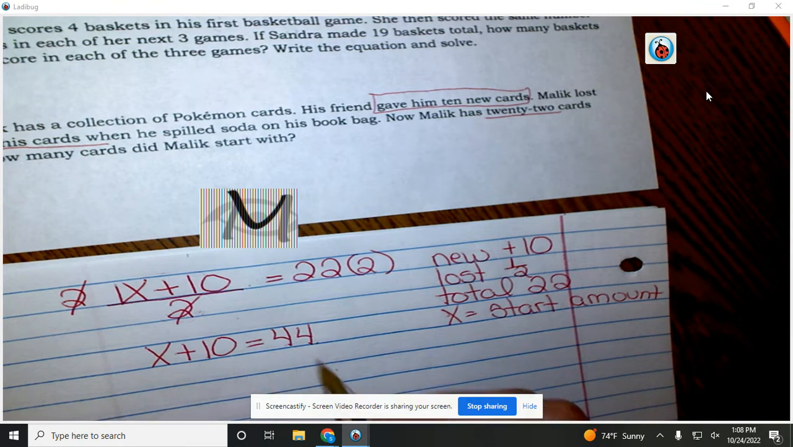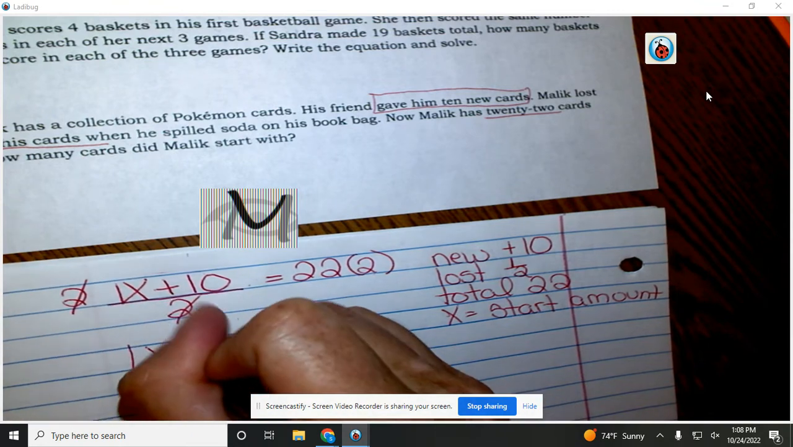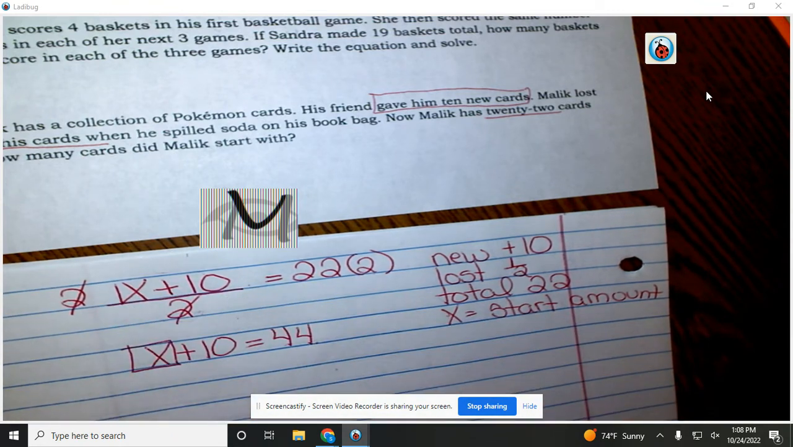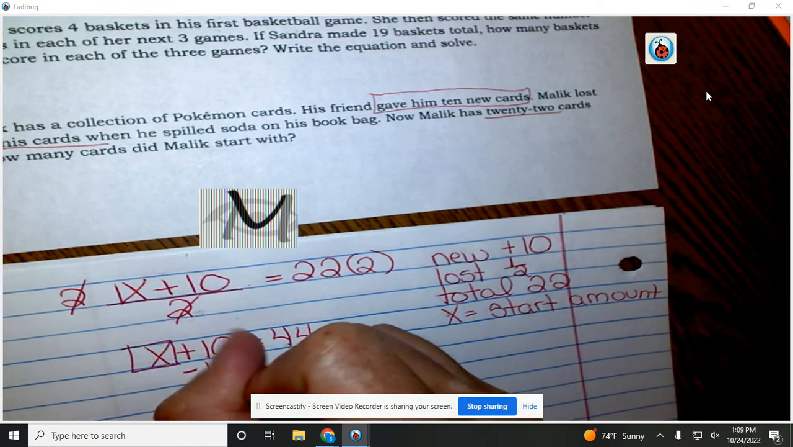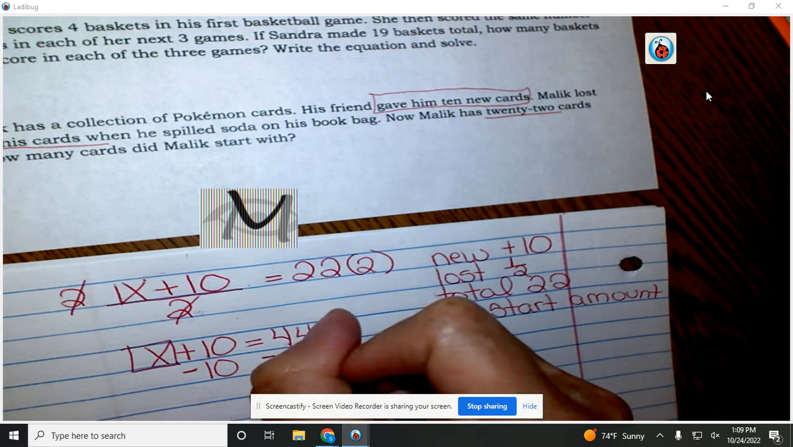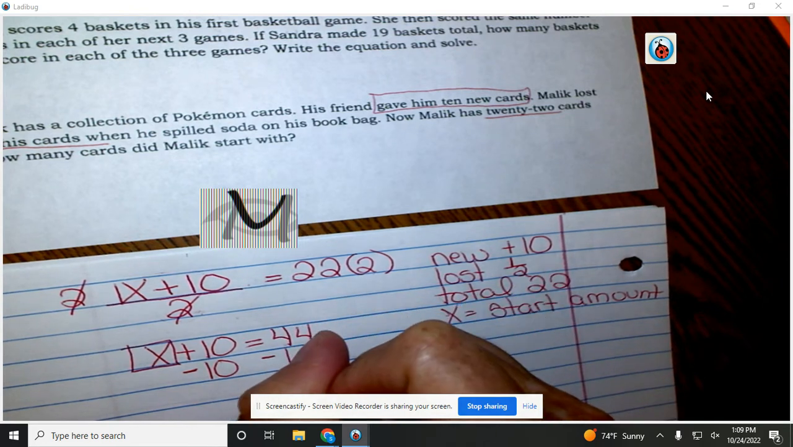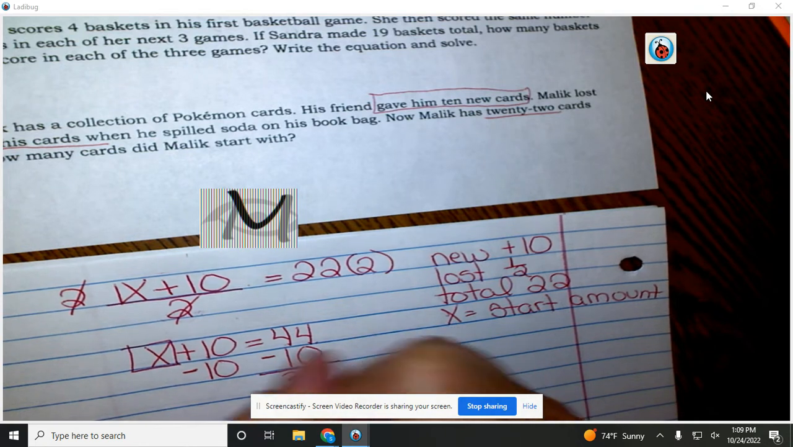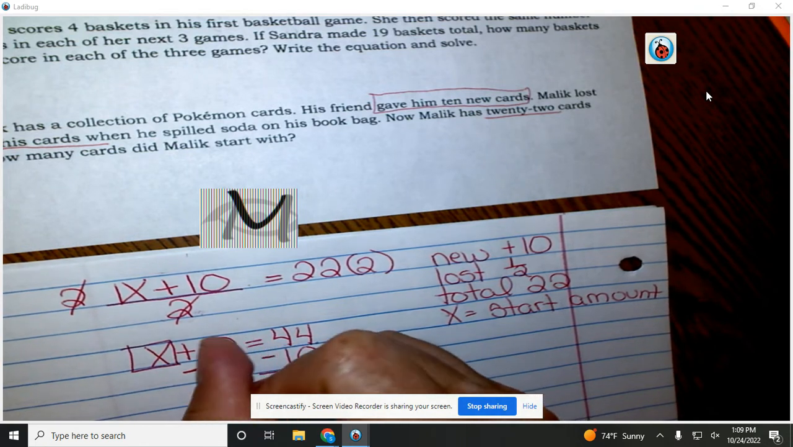Now from here, we automatically know that we're going to hold on to that x, and the opposite of addition is going to be subtraction. So we're going to subtract 10 over here, which then means that we're going to subtract 10 over here. So 44 minus 10 gives you 34. So x is going to equal 34.